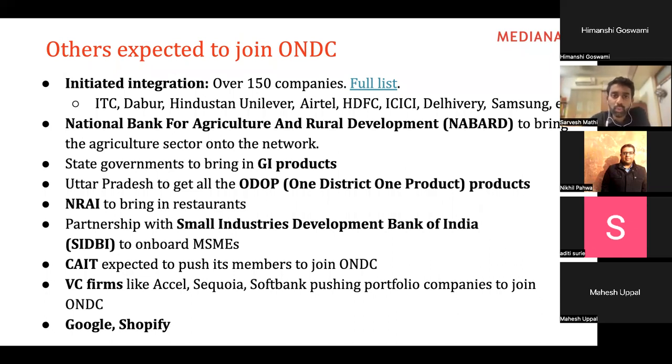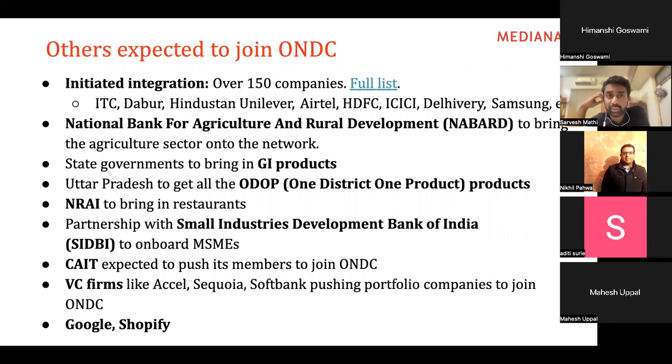ONDC is also working with other organizations like the National Bank for Agriculture and Rural Development to onboard agriculture players. It's working with the National Restaurant Association of India to bring on restaurants to compete with Swiggy and Zomato, so that they can have their dishes offered directly on ONDC rather than going through some other platform like Zomato or Swiggy. It's also working with the Small Industries Development Bank. They signed an MOU yesterday or day before, if I'm correct. The MOU basically is that SIDBI will help whoever it's offering loans to onboard onto the ONDC network. Then the Confederation of All India Traders is pushing its members.